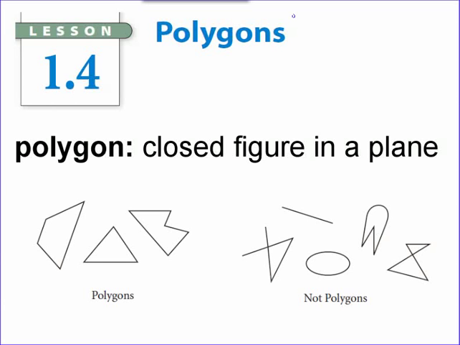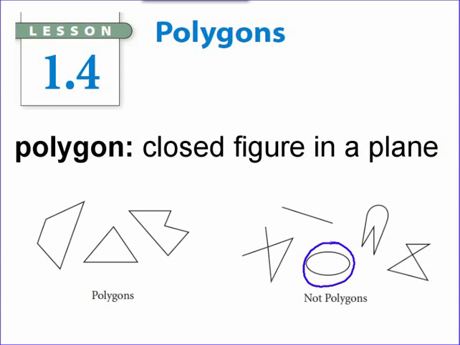So anyway, today we're going to talk about polygons. A polygon is nothing more than a closed figure in a plane. So if you look below, I have examples of polygons, not polygons. So the biggest thing I want you to understand is, if you look at this one, this is a closed figure in a plane. What's the difference though? Because this is not a polygon and these are.